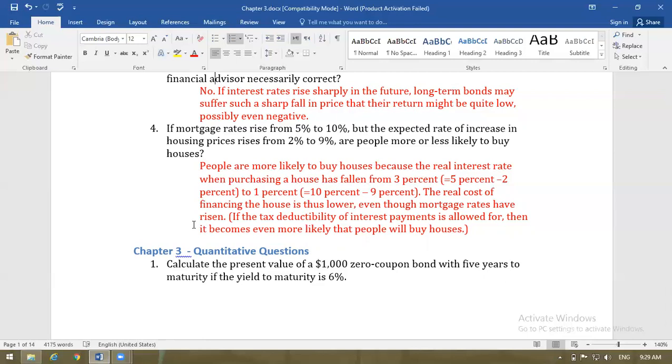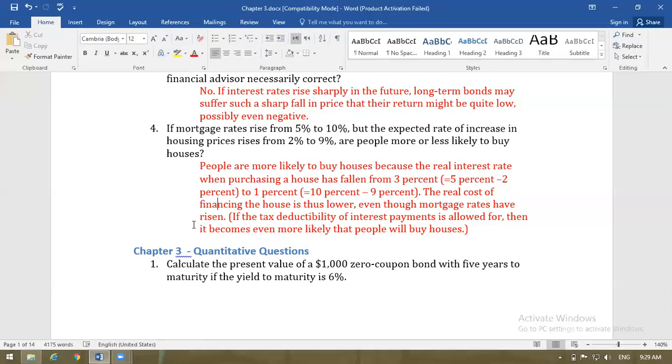But after the change in mortgage rate and inflation rate, the changed mortgage rate, or loan rate, is 10%, and the inflation rate is 9%. In that case, the real interest rate is 1%. So we are well aware that whenever the real interest rate is low, borrowing will be more beneficial as compared to lending of money. So in this case, people will be more likely to buy houses.